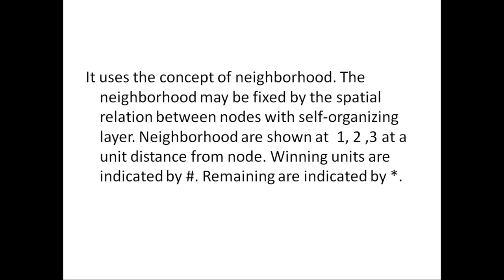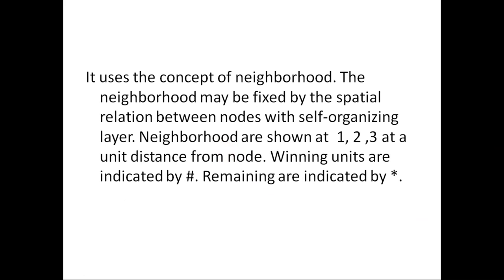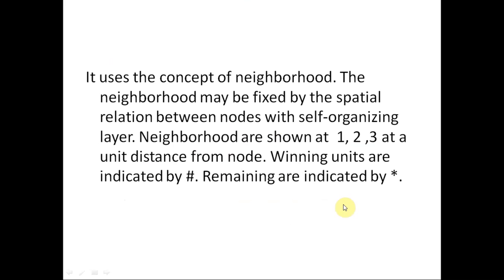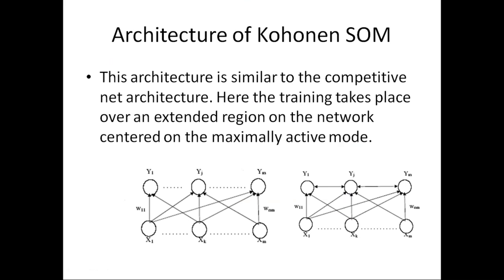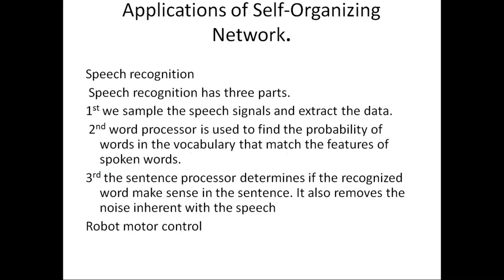If you go back to the previous one, he is telling winning is the hash. What is the winning? The winning unit at the center is shown as hash, right? Can you see here the winning at the center? Then the neighborhoods are shown as 1, 2, 3, 4. Where is 1, 2, 3, 4? So this is 1, this is 1; these are for this winning unit, the immediate neighbors. And 2 is another neighborhood, the farther neighbors, right? 1, 2, 3 are the unit distances from the node, and the remaining are indicated by the star sign. See, all other units are indicated by the star sign. You got it now? So this is the principle.